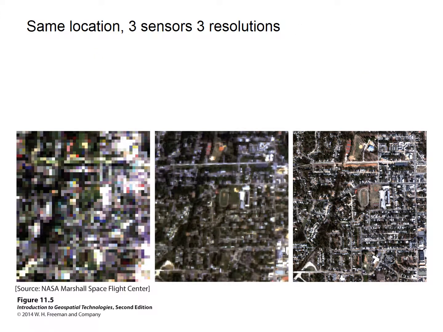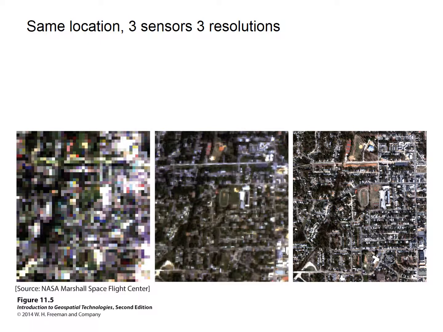Now, having said all that, there are limits to what you can actually collect, and here we have the same location. We use 3 different sensors that are at 3 different resolutions, and you get 3 dramatically different looking images of the same thing. So you've got to remember that when you look at remote sensing data.